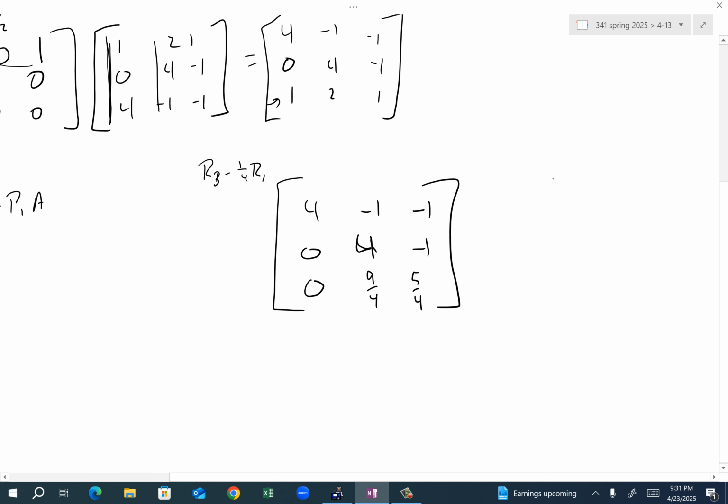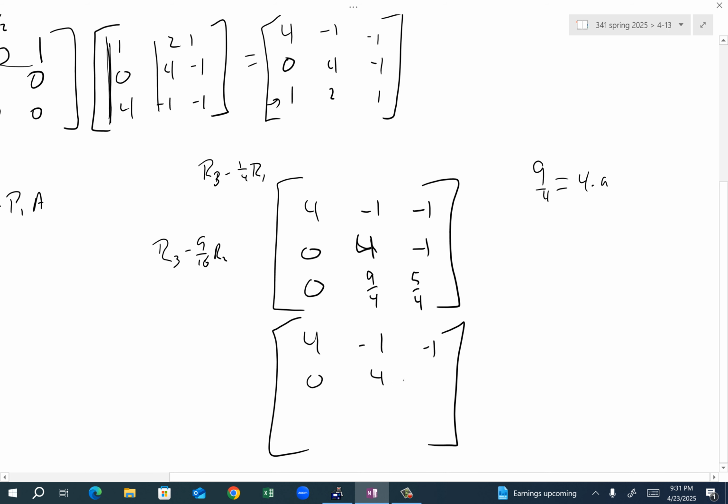And so then what I need to do is I need to take 9/4 minus 4 times something. In other words, 9/4 needs to equal 4 times something. And so it's 9/16 actually, by the way, right? So I need to do row 3 minus 9/16 R2. Okay? And so that gives me 4, negative 1, negative 1, 0, 4, negative 1, 0, 0.